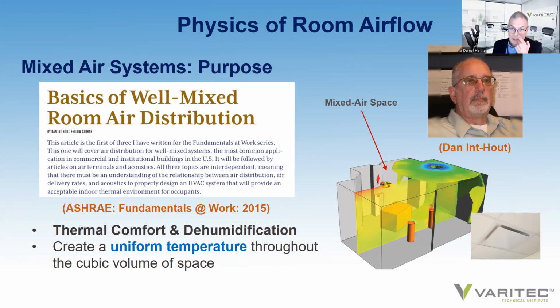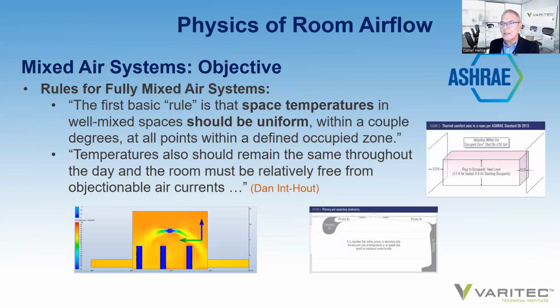The purpose of a mixed air system is to really address human comfort, and then also to address dehumidification, maintaining proper humidity levels within a space. But thermal comfort is the primary purpose. And to do that, according to Dan Int-Hout and ASHRAE Standard 55, a temperature differential of plus or minus 2 degrees has to be maintained throughout the cubic volume of space.